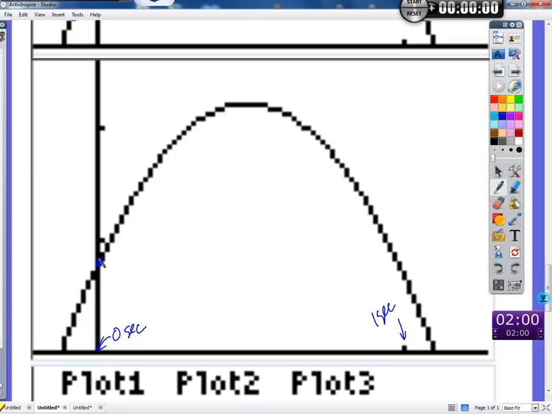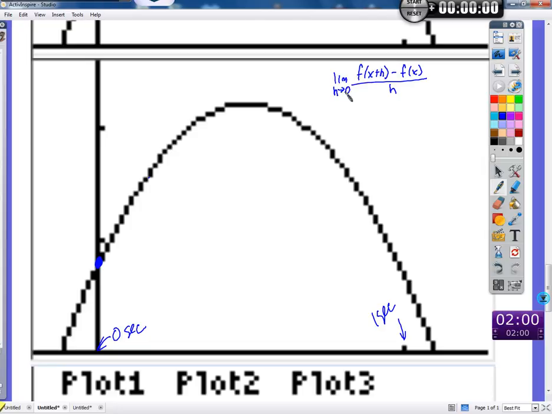But if we want to find the velocity of this backpack flying into the air at 0 seconds, how are we going to do that? How do we find the slope of that tangent line? With the function we made up, with the thing we just did, f of x plus h minus f of x over h, we're going to let h go to 0.